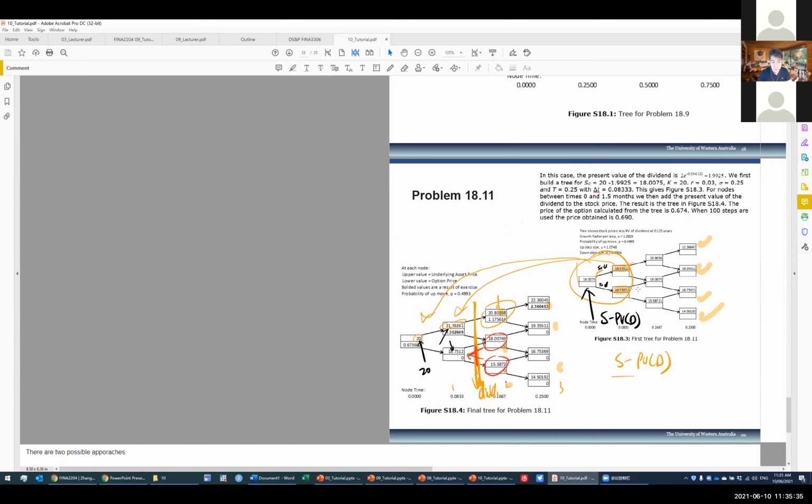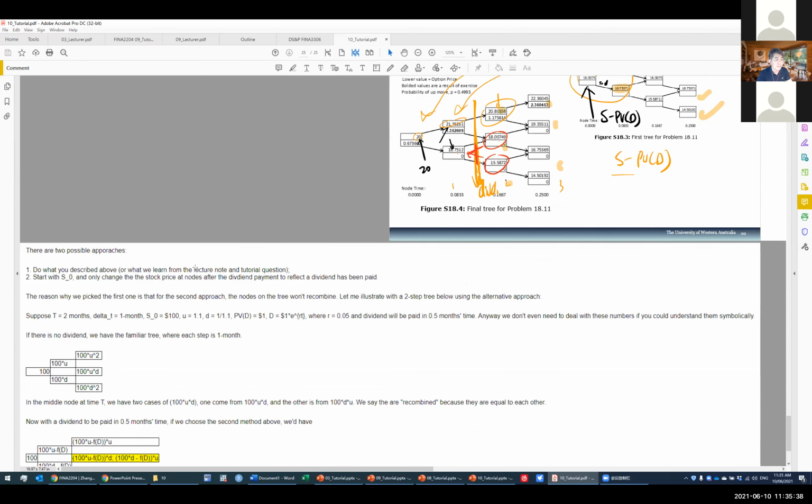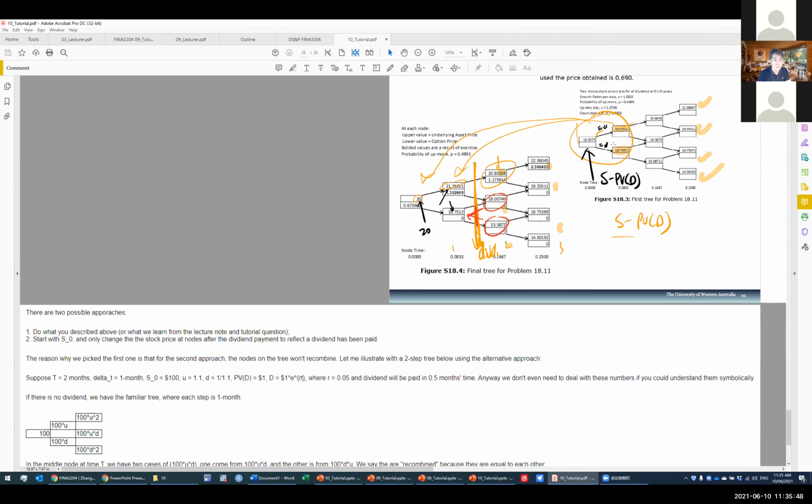So which is why we chose to do this. Technically speaking, either of them is correct, right? Technically speaking, they're all correct. It's just how you would want to treat dividends. And so we decide to treat the dividends by first removing the dividend effect to think about the growth possibilities, and then adding back the dividends such that our trees still recombine after the dividend is paid. And recombine means that I don't have to deal with four scenarios, all I have to deal with is three.